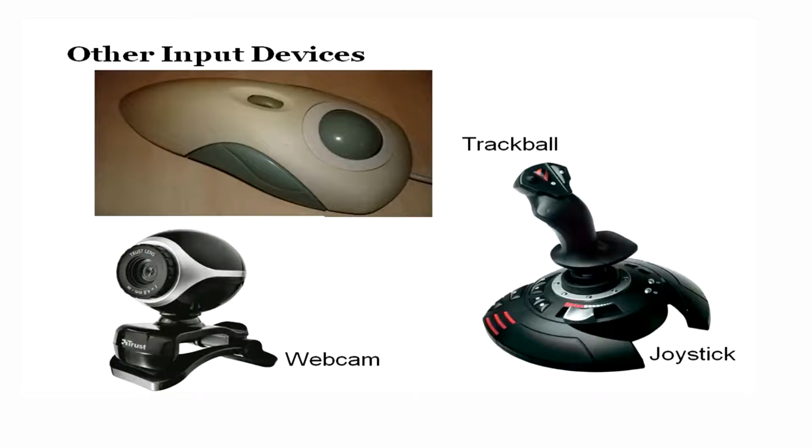Then you have some other input devices which you can see around you. You have the trackball, you have the webcam. Webcam is very commonly being used nowadays to capture video, especially with the video chat feature being enabled almost everywhere. So, webcam is a useful device to capture the video. You have the joystick, which is used to play games. So, these are various other input devices that can be attached along with the computer to accept input from the user in various forms.